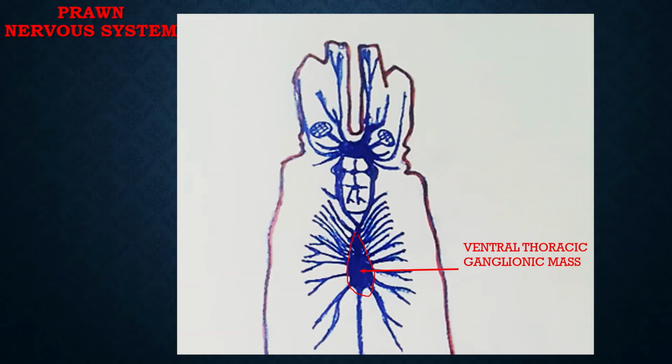The ventral thoracic ganglionic mass lies mid-ventrally on the floor of the cephalothorax, and from it a total of 11 pairs of nerves arise.